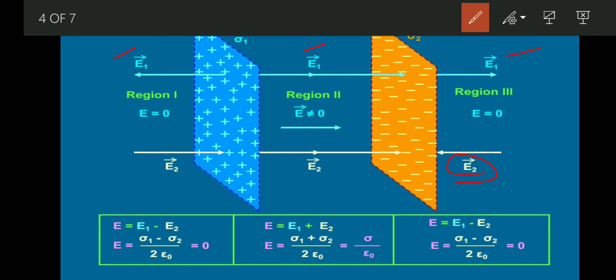You can have a look, it is in the inward direction.